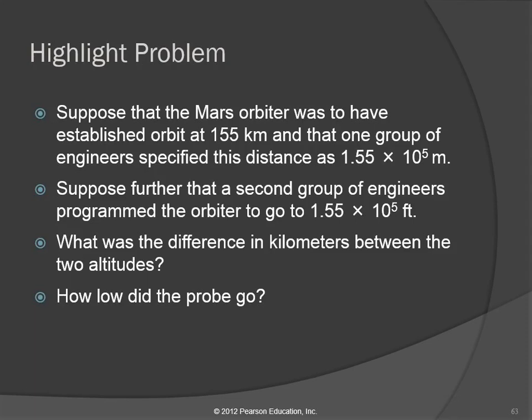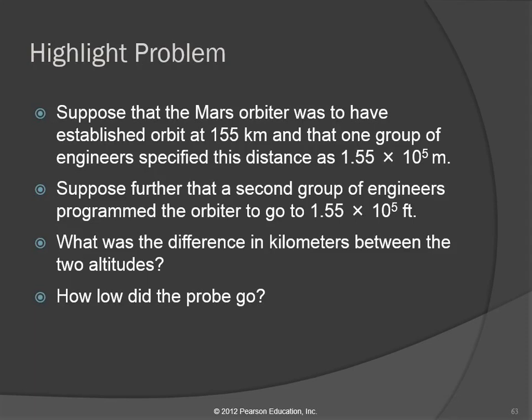So what happened was that the Mars orbiter was supposed to have an orbit at 155 kilometers. And so one group wrote that as 1.55 times 10 to the 5th meters. And the second group of engineers programmed it for 1.55 times 10 to the 5th feet. Feet, meters, they're just measures of length, right? Yeah. So the question here is, what was the difference in kilometers between those 2 altitudes? Well, how many kilometers is this? Well, you're thinking, that's not really obvious to me.